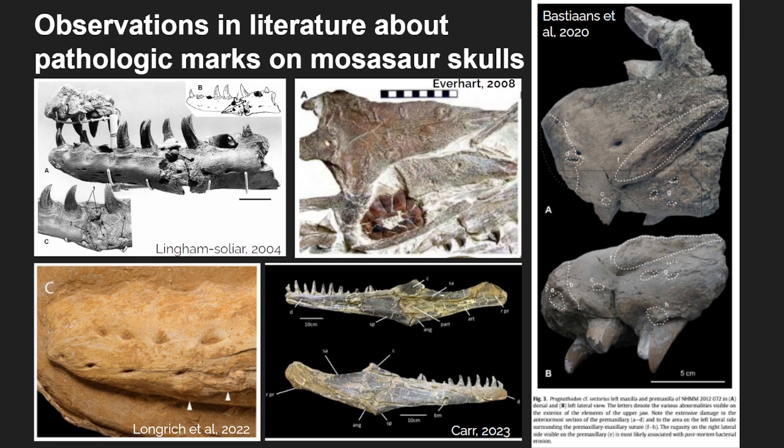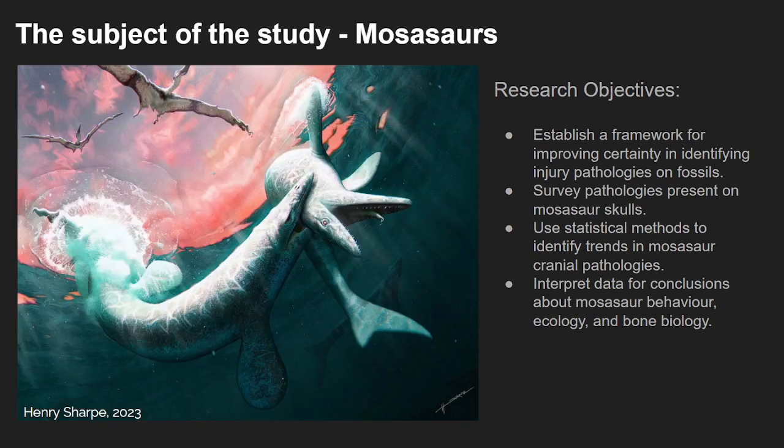So mosasaurs are actually a group of marine reptiles. They're not dinosaurs, they're actually true lizards. And throughout the literature, there are multiple references to these pathologies on mosasaur skull bones. So as I go through and talk about what I'm doing here, I want you to understand what a mosasaur is. It's this animal here that you can see actually attacking another one. I don't want that to necessarily affect your interpretations, though.